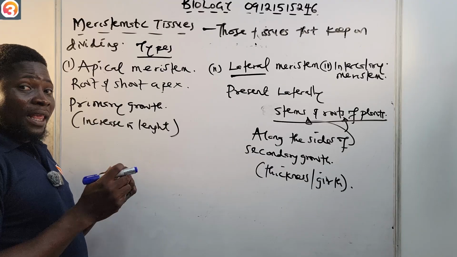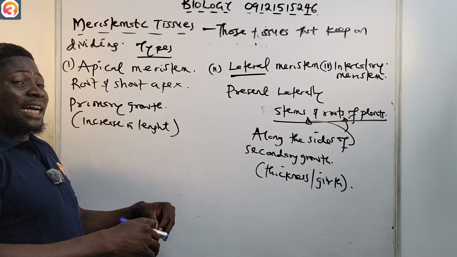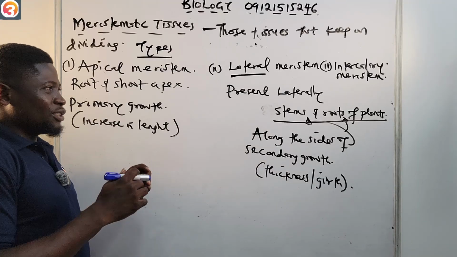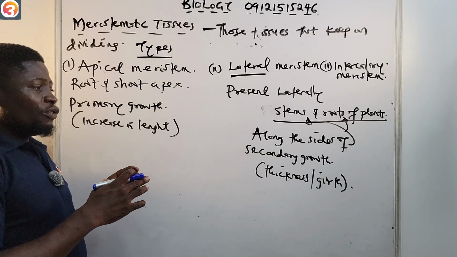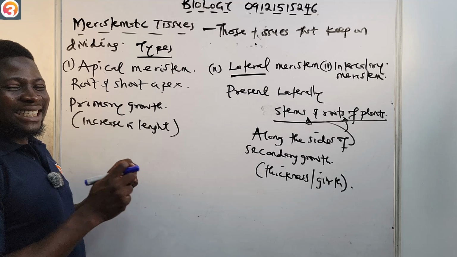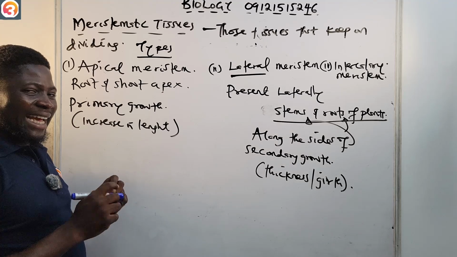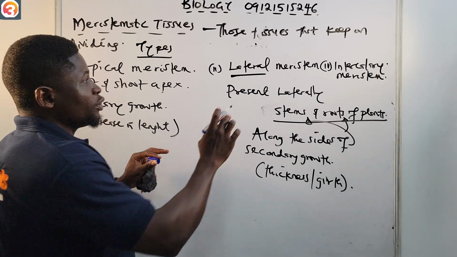You see trees having bark. They become thicker; they now have one strong bark. That is lateral meristem. They are responsible for secondary growth, increase in thickness and girth. Also, there are two types of lateral meristem.